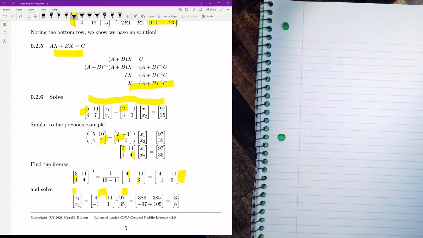So let's do the multiplication. We're multiplying a 2 by 2 times a 2 by 1. So we should end up with a 2 by 1. First of all, it's allowable. Second of all, we should end up with a 2 by 1. When we do the calculations, we end up with 3/8.